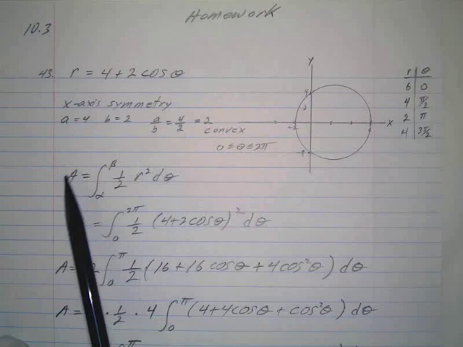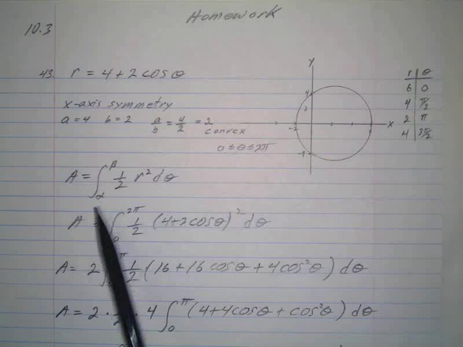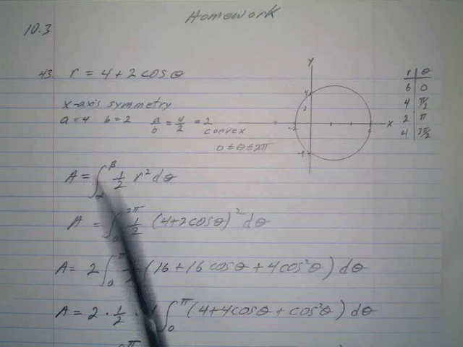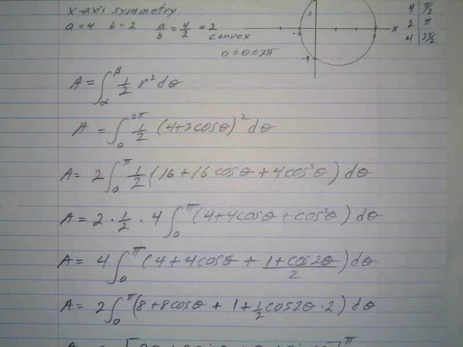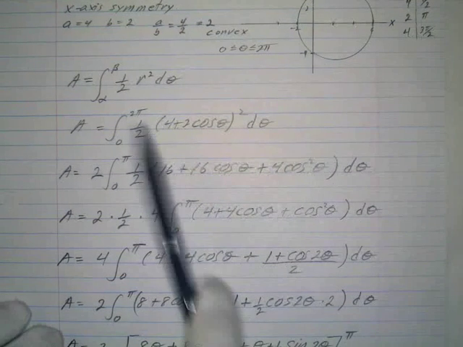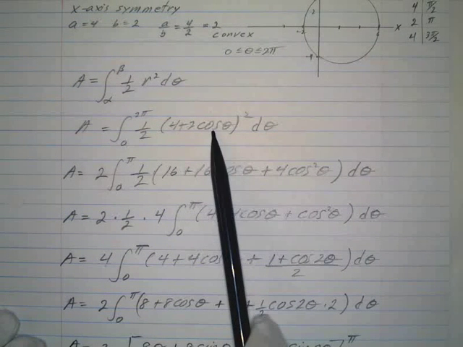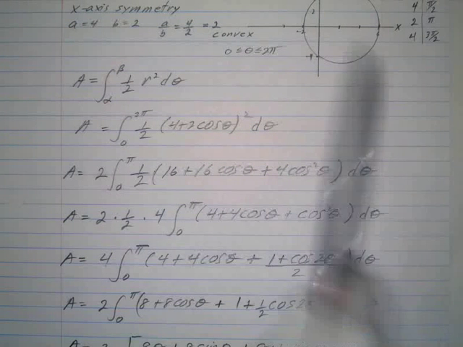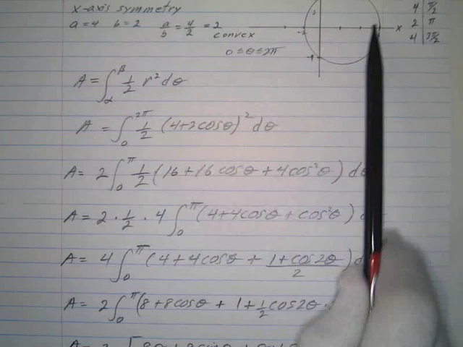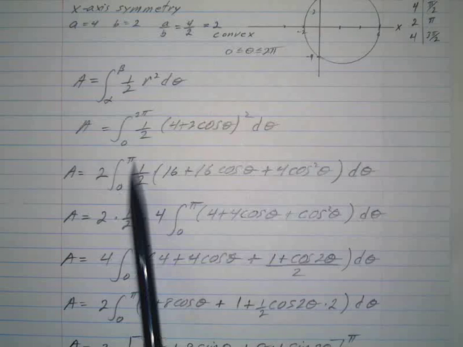So basically, we just have our formula, area equals the integral from alpha to beta of 1/2 r squared d theta. And then here, in order to get this whole limacon, you have to go from 0 to 2 pi. That's the tricky part. Okay? And then we just put this in, 1/2 times 4 plus 2 cosine of theta, squared. And then we just use symmetry because the top part and the bottom part are going to be the same. So I just made it from 0 to pi.